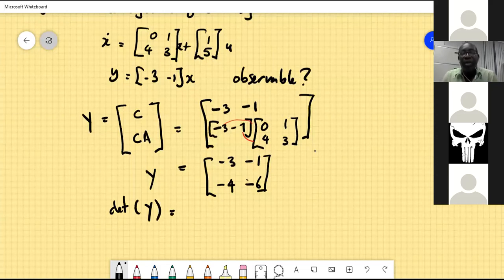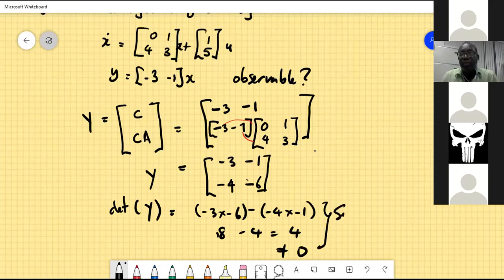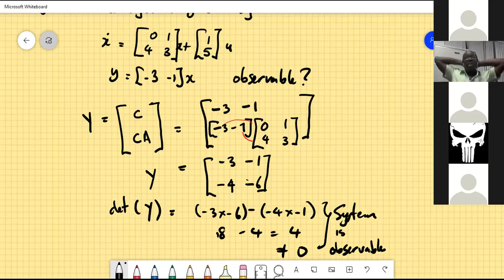The determinant for y is going to be equal to -3 times -6 minus -4 times -1. We know that is 18 minus 4, equal to 14, not equal to 0. So the system is observable. That means we can know all the states at all times. We can stick in a meter, do some calculation, and find the value for each of the states at all different times.